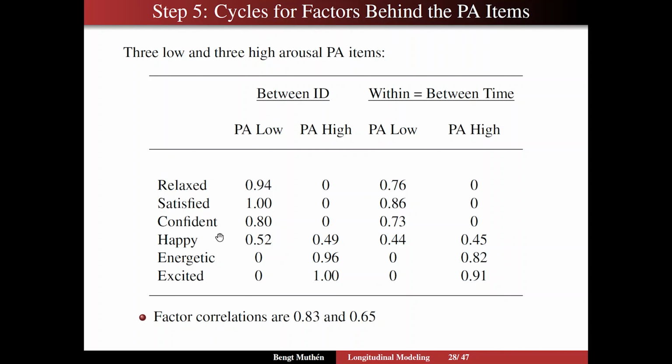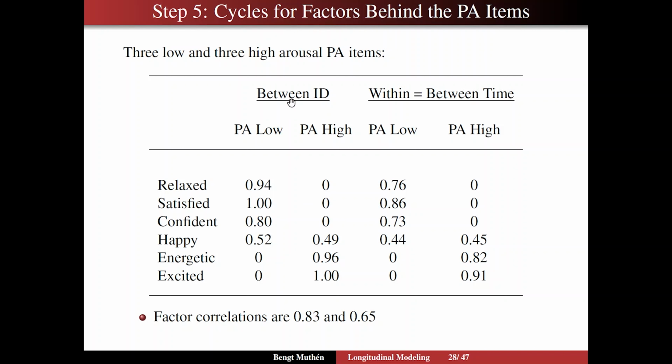And they can be characterized this way. For the first factor, you have strong loadings for the relaxed, satisfied, and confident items. And for the second factor, you have high loadings for being happy, energetic, and excited, with a cross-loading for the happy item loading on both factors. And that corresponds to how the researchers of this study characterize the items. They characterize these first 3 items as low arousal items and the last 3 as high arousal items. So there's a little bit of a misclassification with respect to happy. It loads on both factors. But you have a clear separation between the factors.